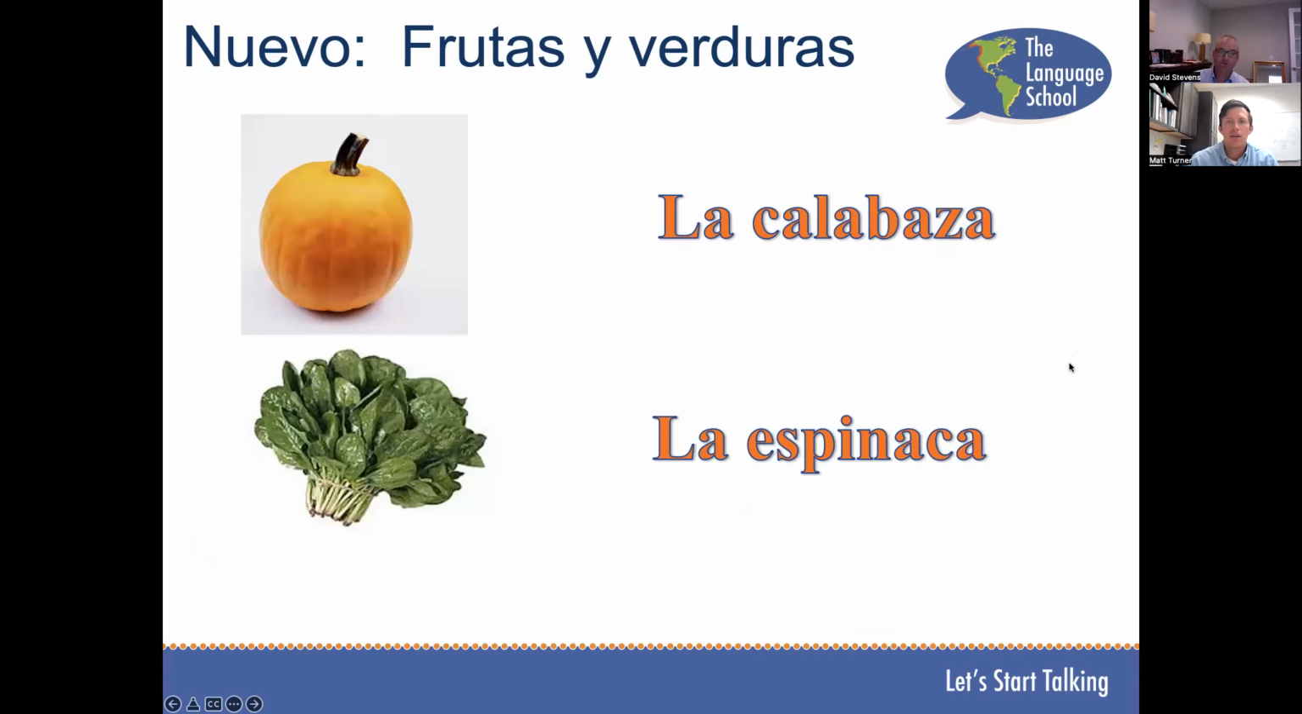La calabaza is a pumpkin. La espinaca, hard C or soft C? It's an A, so hard, ca. Yep. So la espinaca. Muy bien. By the way, calabaza, here it's a pumpkin. It's really a squash. So it refers to anything from the squash family. Even a pumpkin? A pumpkin is a kind of squash. You've got butternut squash, you've got spaghetti squash, all those different types of things they would call calabaza. Okay. La calabaza.